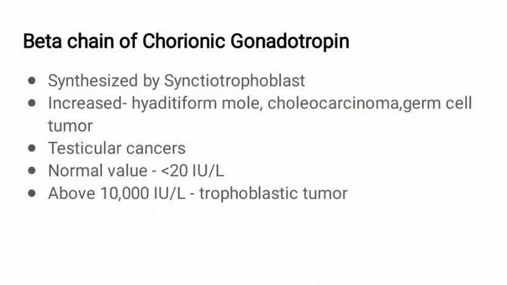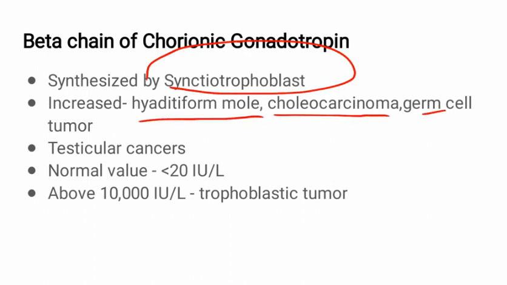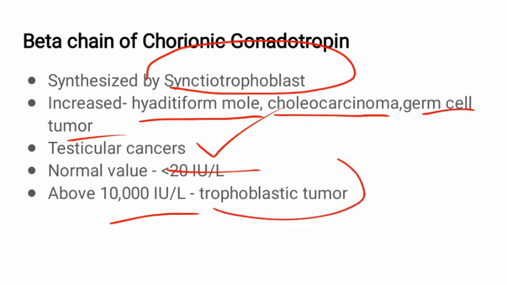Beta chain of chorionic gonadotrophin. This is synthesized by the syncytiotrophoblasts and it is increased in case of hydatidiform mole, choriocarcinoma, germ cell tumor and also in case of testicular cancers. The normal value should not exceed 20 international units per liter. If it is present above 10,000 international units per liter, it indicates a trophoblastic tumor.